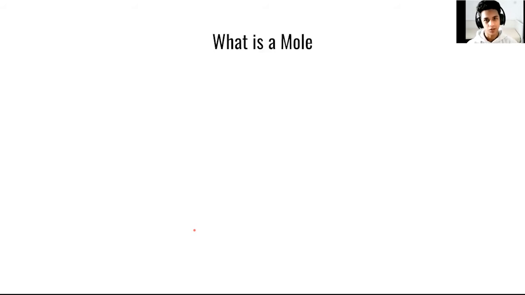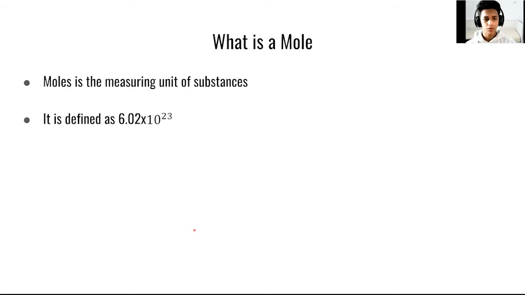What is a mole? A mole is the measuring unit of substance, and it's defined as 6.02 times 10 power 23. Mainly, a mole is like a dozen. A dozen is 12 of something. If I say that I have a dozen pencils, that means I have 12 pencils. And moles are the same. So if I say that I have 1 mole of pencils, that means I have 6.02 times 10 power 23 pencils. And that is a massive number.